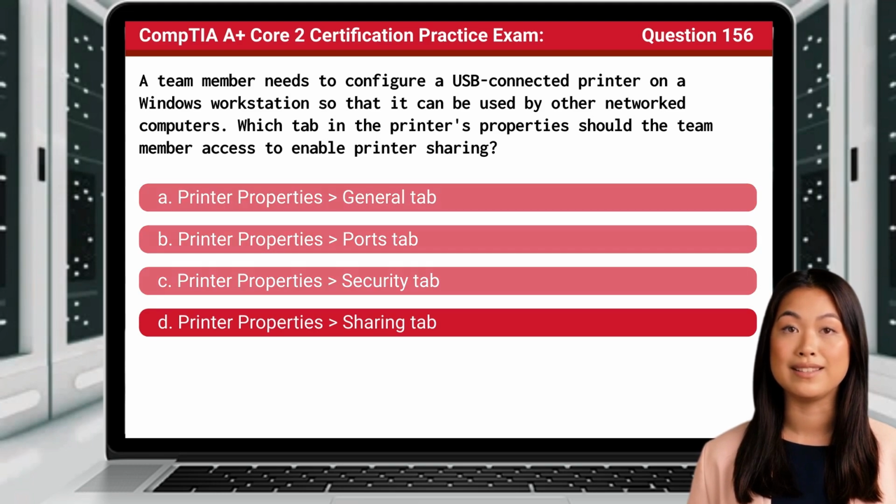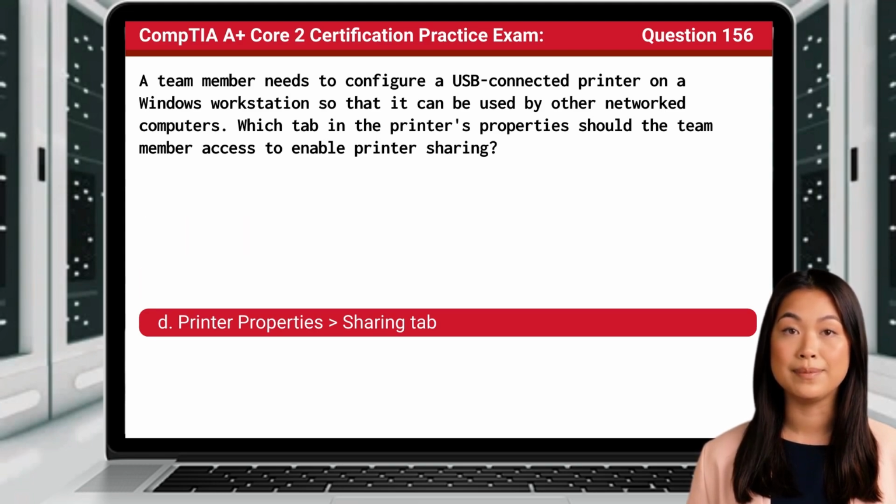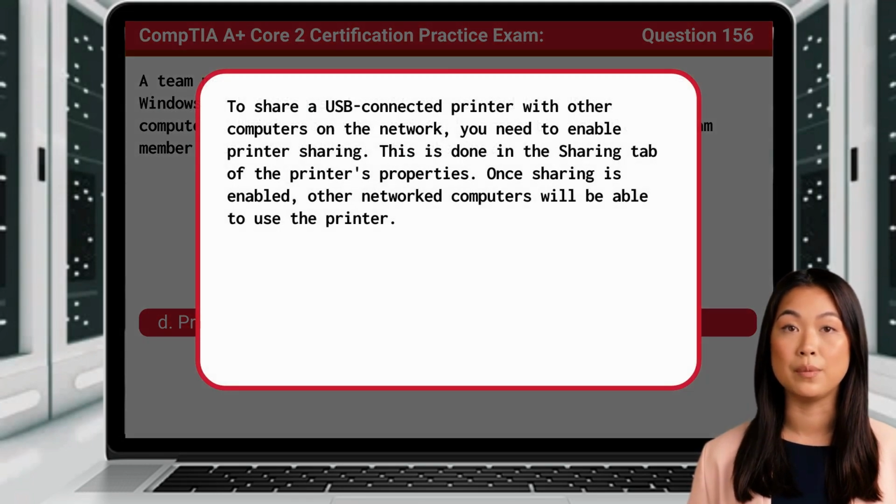The answer is D. The Sharing tab. To share a USB-connected printer with other computers on the network, you need to enable printer sharing. This is done in the Sharing tab of the printer's properties. Once sharing is enabled, other networked computers will be able to use the printer.